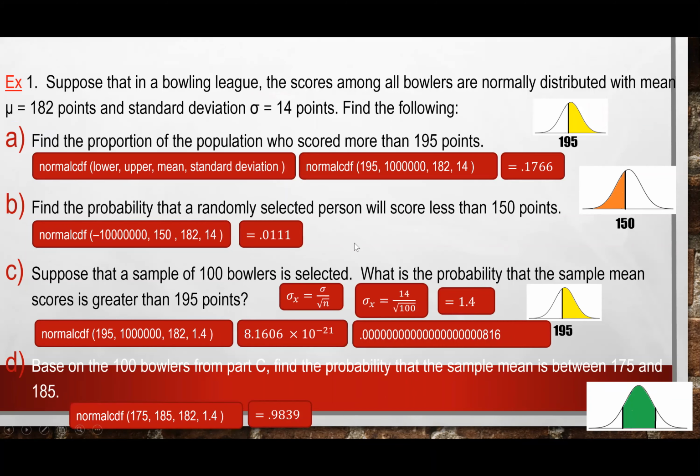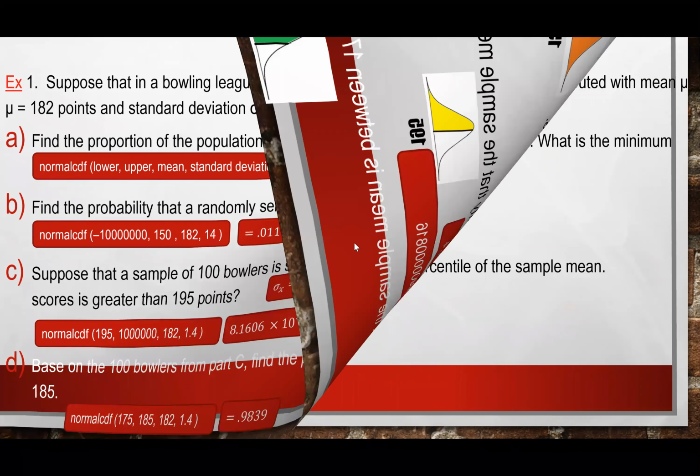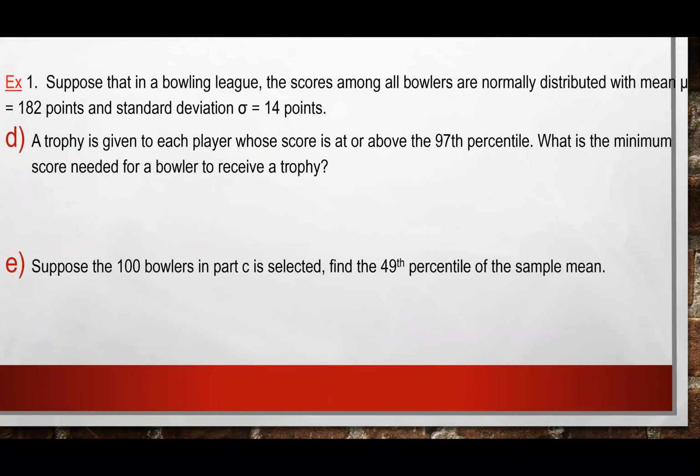Some of you asked me yesterday, how do you know if we're using normal CDF versus inverse norm? The previous four problems deal with normal CDF. If we deal with a population, we use the regular population standard deviation. If we deal with a sample, we have to use the sample standard deviation, which is the population standard deviation divided by the square root of n.